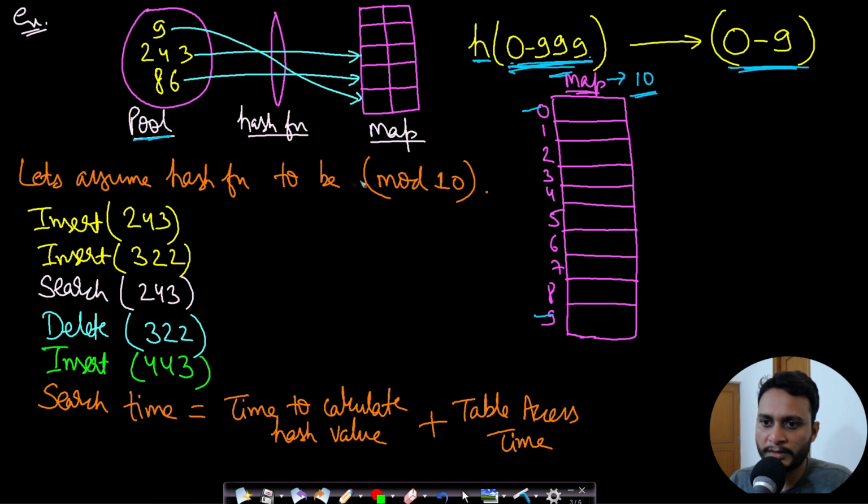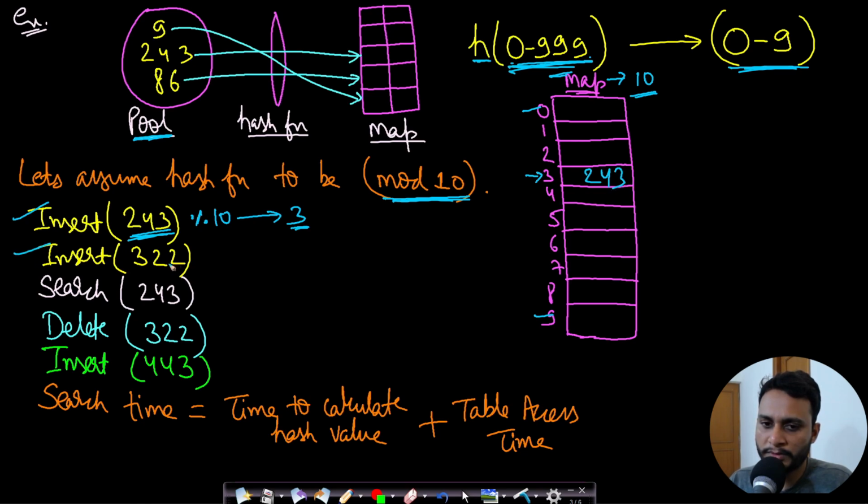Now let's assume that the hash function is just mod 10, which is a very simple hash function. Since we have just 10 slots, we can use mod 10, right? And the pool has elements which are only integers. Let's say we are required to insert 243. If we give it to the hash function, it will take 243 as input and apply mod 10, and the result will be 3. So this will be our key. Now 243 can be stored at key 3, right? So 243 will go here.